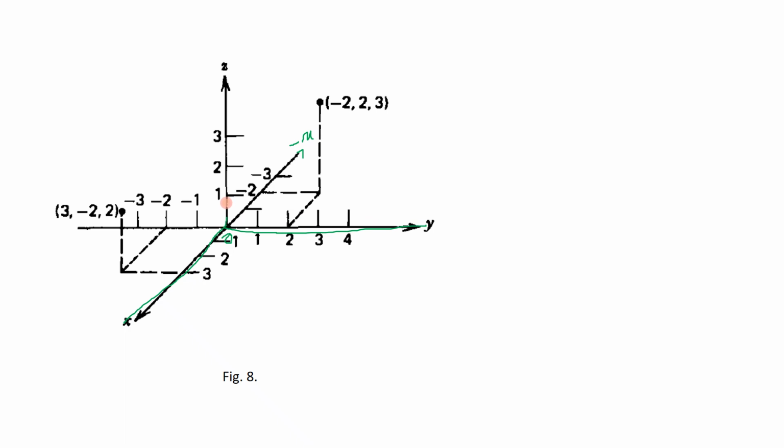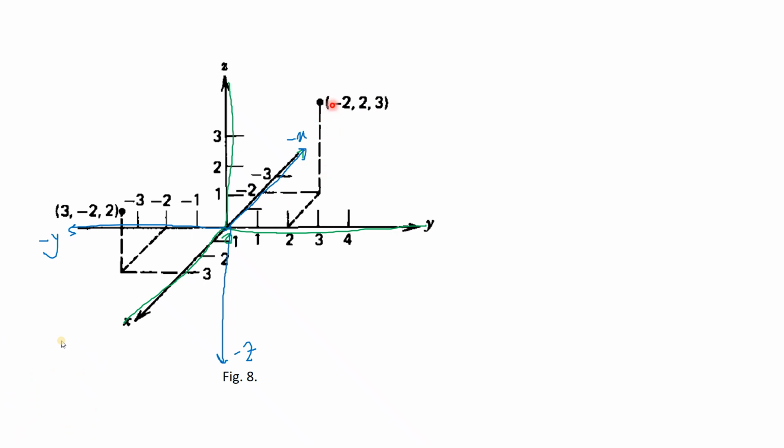Because this is x, this is y, this is z, and if you extend them backwards, then you will have minus x. If you extend it on the left hand side, you will have minus y, and if you extend it downwards, then you will have minus z. So in every direction you can plot.